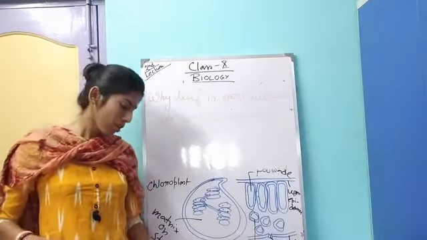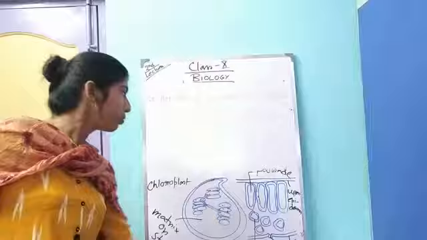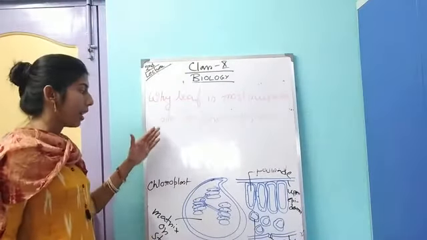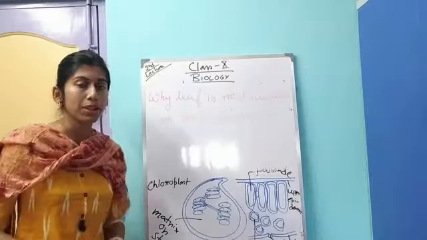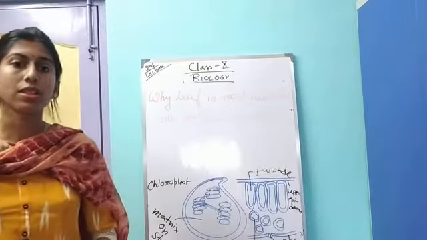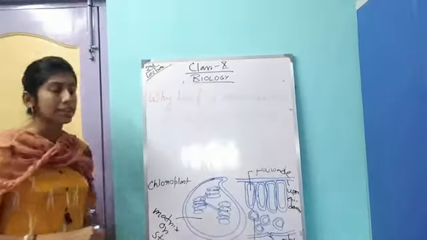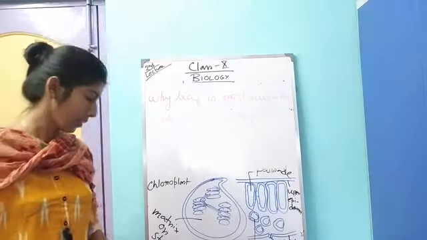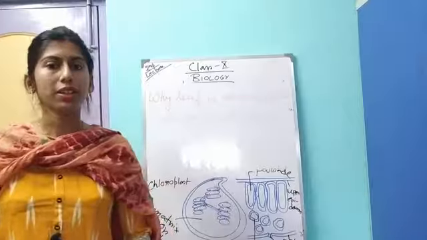Clear? So for today, that's it. Next day we will go for the other three raw materials or basic requirements of photosynthesis, and we will go for the light reaction and dark reaction of photosynthesis. Okay. So today, thank you.